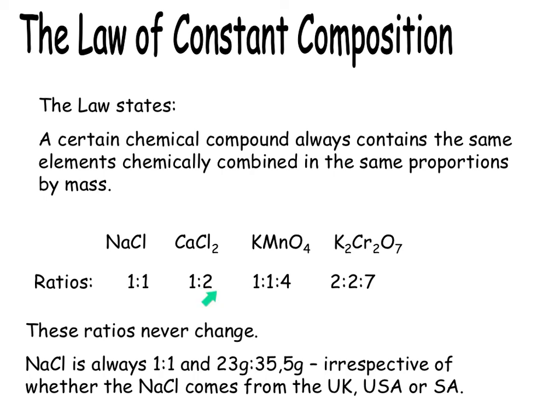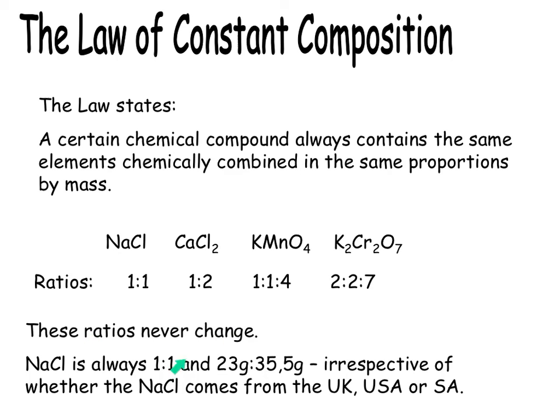Calcium chloride, 1:2. You have to use the data sheet to work out what exactly it is. Potassium permanganate, 1 potassium, 1 manganese, 4 oxygens. Potassium dichromate, 2 potassiums, 2 chromiums, 1 oxygen. And those ratios will not change.